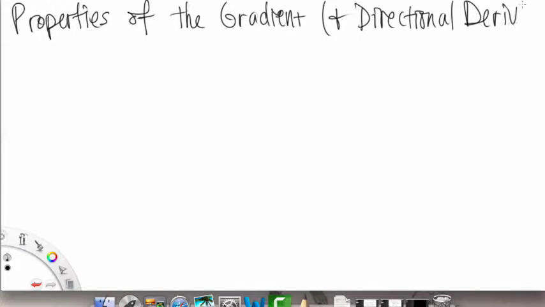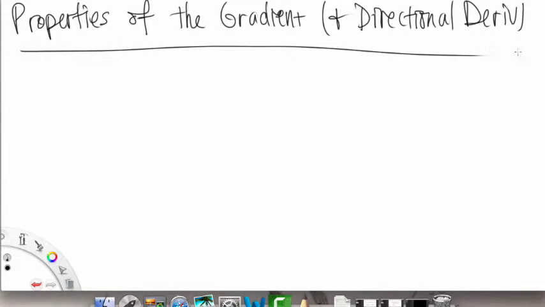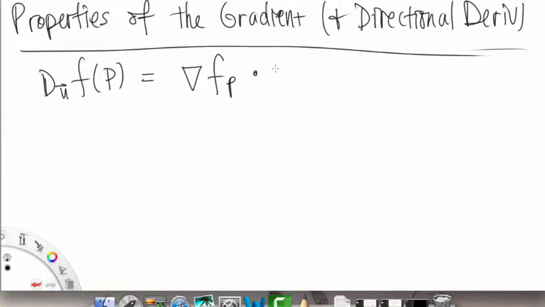I'll just abbreviate here. Okay, so what we're going to start with is the equation where the directional derivative in the direction of u of f at some point p is equal to the gradient of f at p dotted with our unit vector u. What's important to note here is that we have a dot product going on.